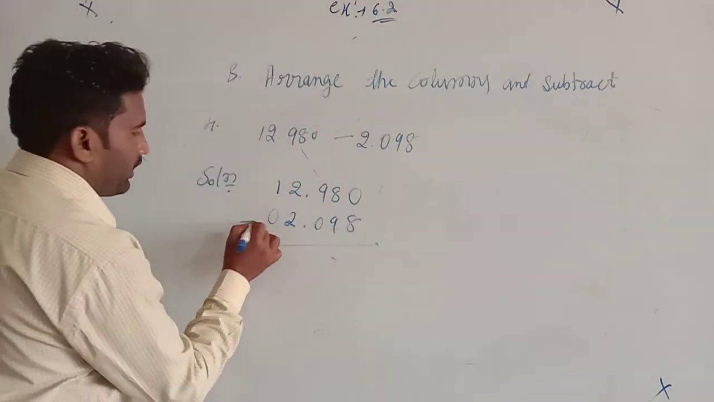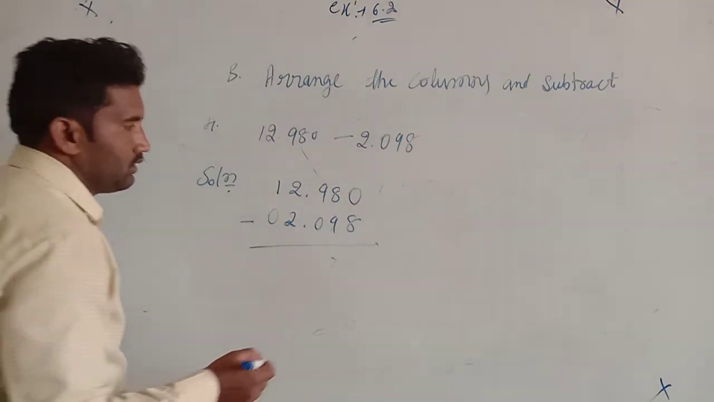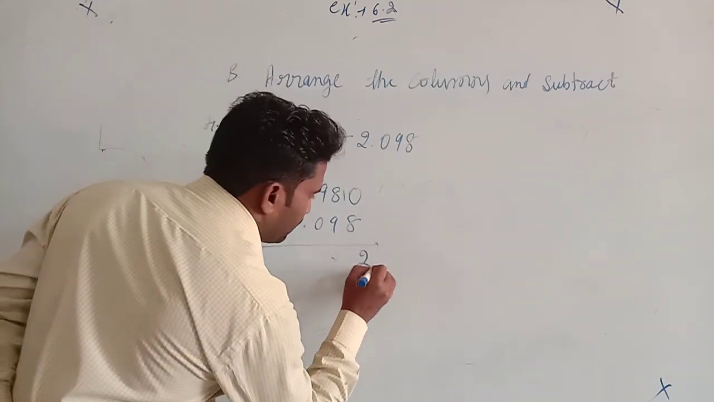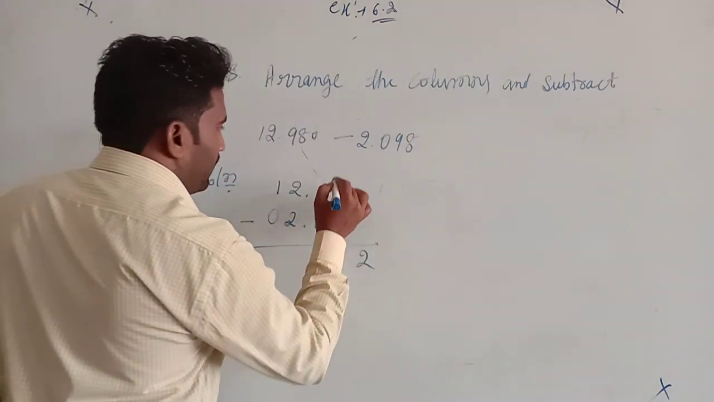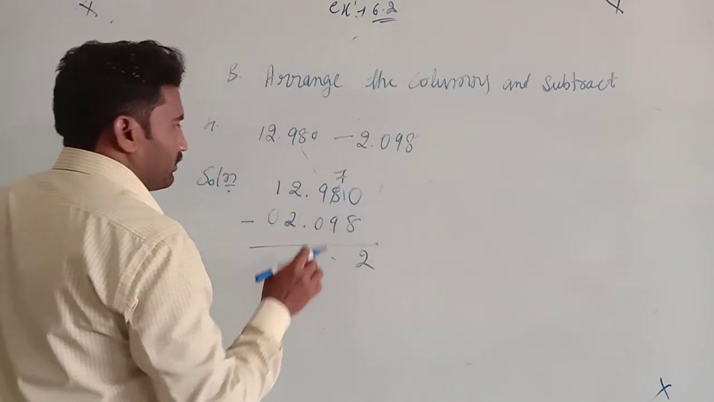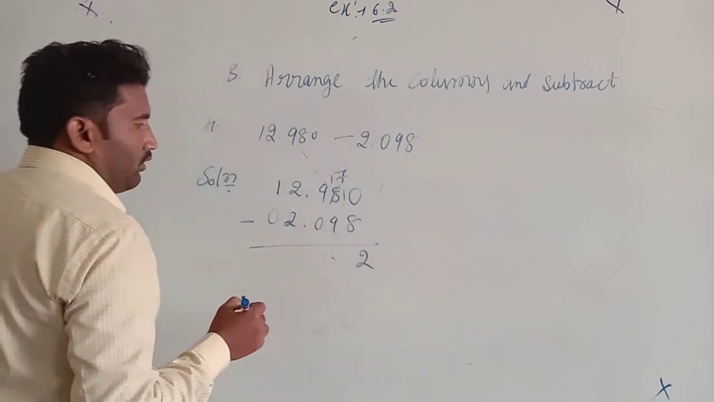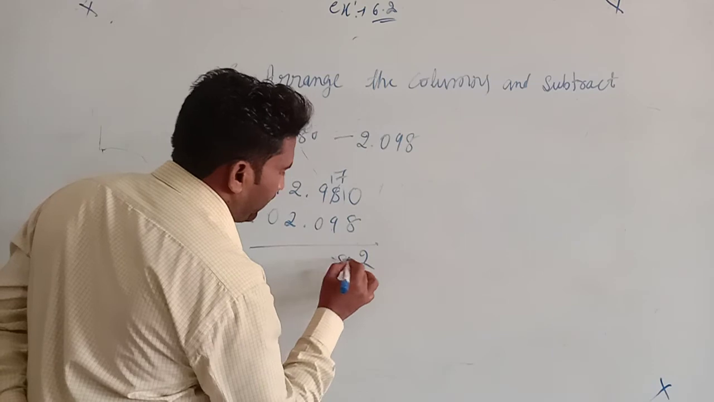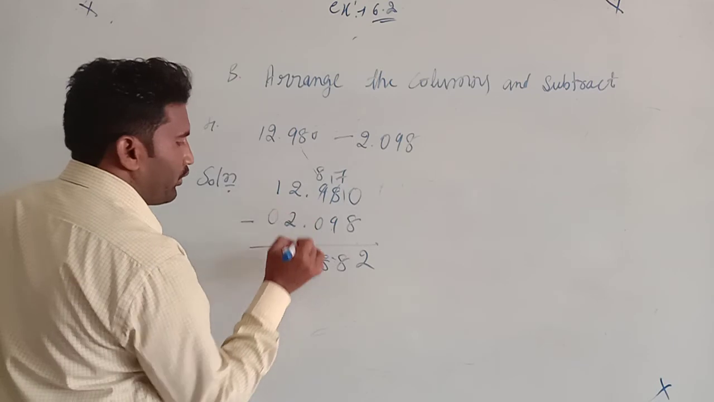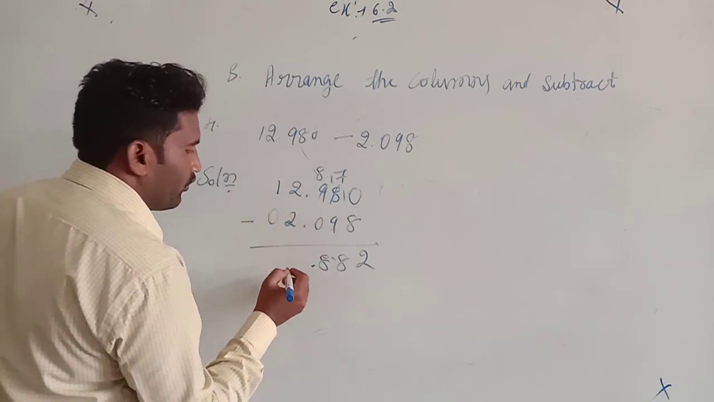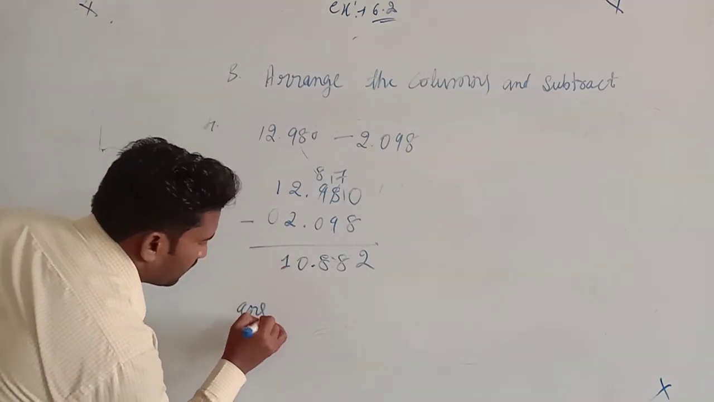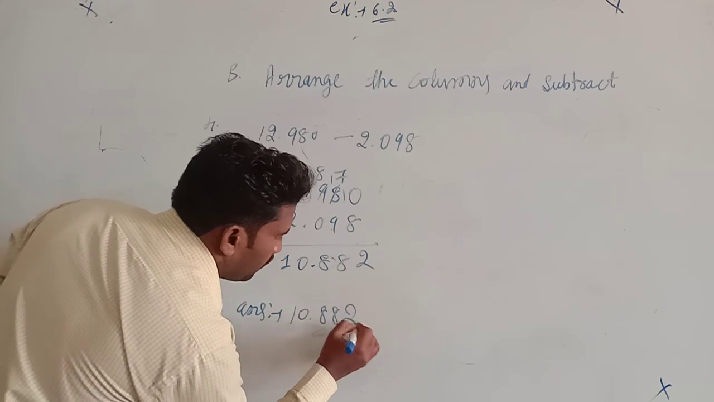Now we should subtract. Subtracting 8 from 0 is not possible. So we borrow, 8 from 10, and we get 2. Here 7 remains. 9 cannot be subtracted from 7, so we borrow again, and subtracting 9 from 17, we get 8. Here 8 remains. Subtracting 0 from 8, we get 8 only. Then the point. Subtracting 2 from 2 is 0, and 0 from 1 is 1. So its final answer is 10.882.